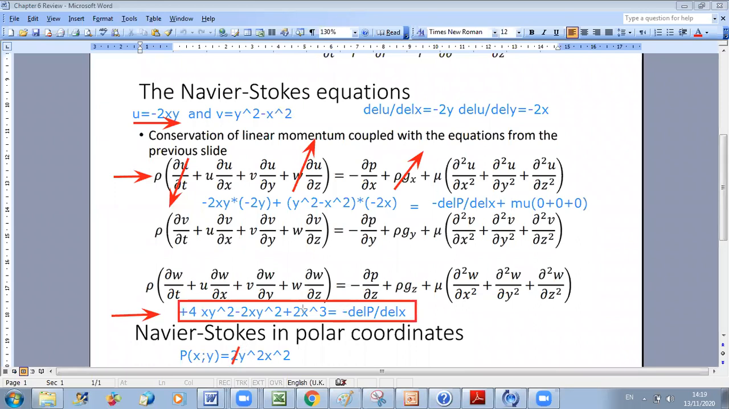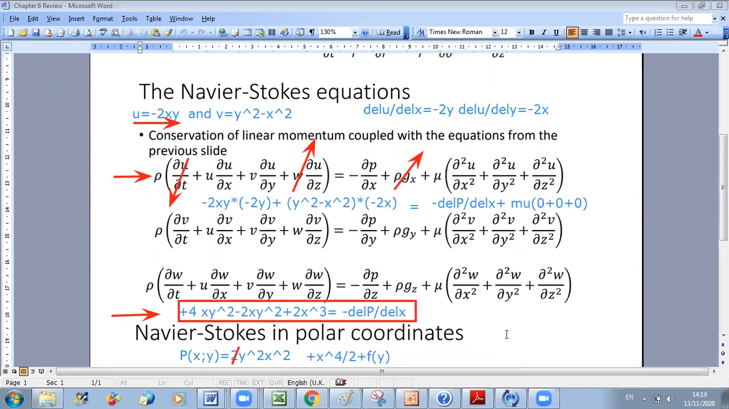What remains? We have plus 2x cubed. So if I integrate this term, it's plus x4 over 2. Okay, plus x4 over 2. Plus, don't forget to add what? Function of y. Add function of y. Plus function of y. Okay.